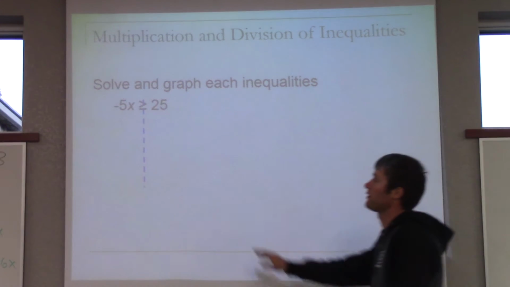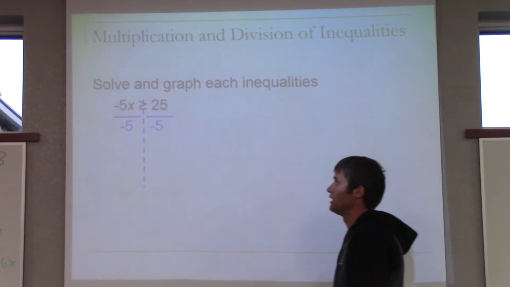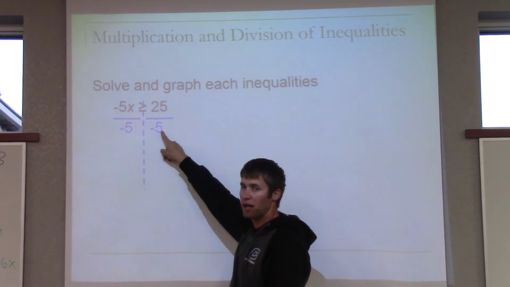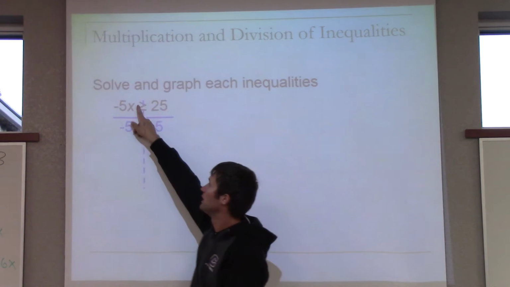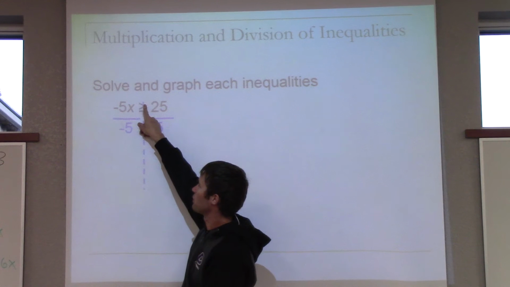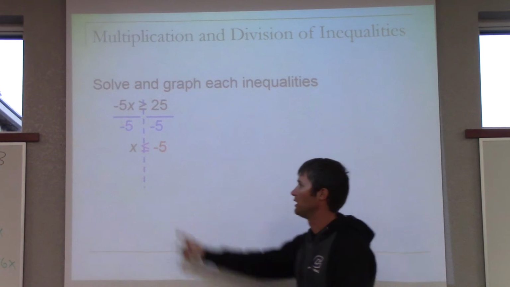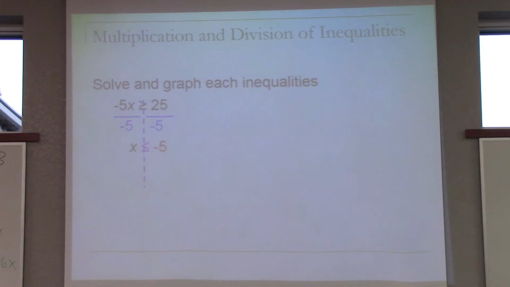How do I get rid of this negative 5? Well, I would divide by negative 5. So when you divide by negative 5, I'm dividing by a negative, so it's going to switch the sign of the inequality. So if it was greater than, if it was open this way, now it's going to be less than or equal to. So that would be my answer. So a big point for that.